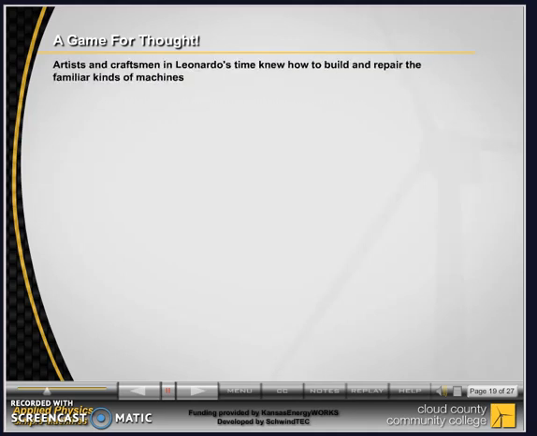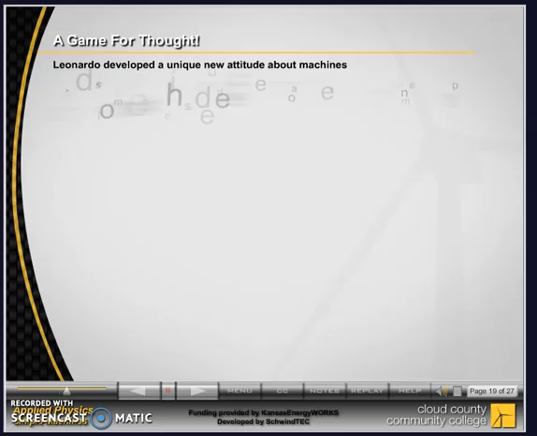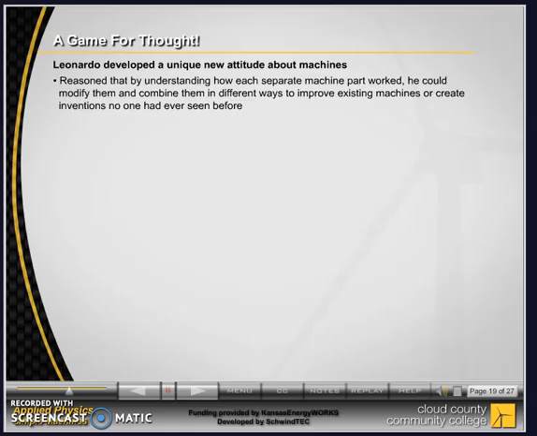Artists and craftsmen in Leonardo's time knew how to build and repair the familiar kinds of machines. The idea of inventing new kinds of machines, however, would not have occurred to them. Leonardo developed a unique new attitude about machines. He reasoned that by understanding how each separate machine part worked, he could modify them and combine them in different ways to improve existing machines or create inventions no one had ever seen before.